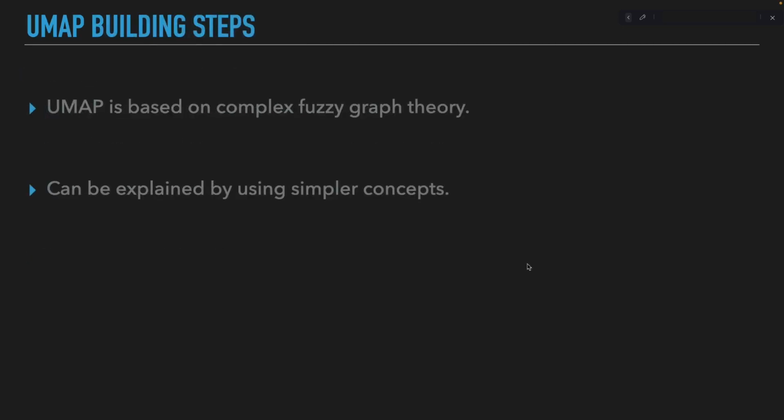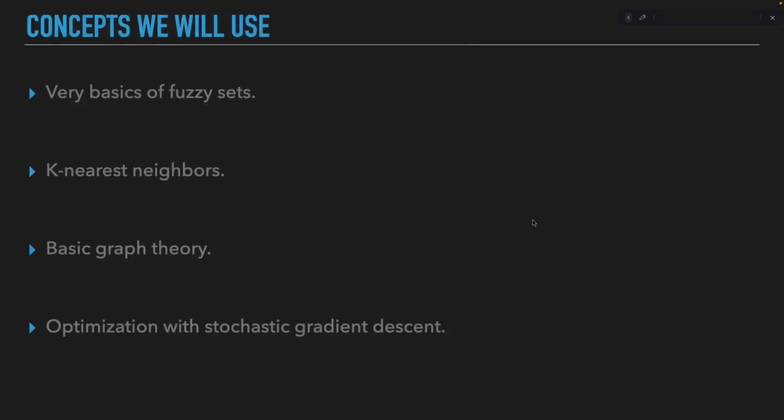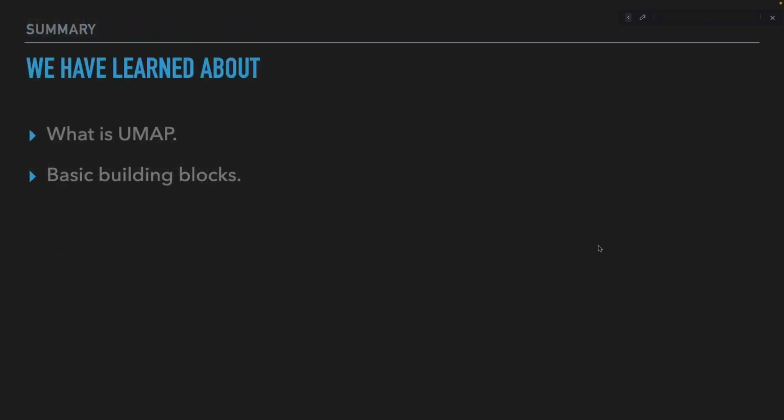And all of this is actually based on complex fuzzy graph theory, but can be explained by using concepts that are a bit simpler. And this is what we will do. So in this course, we will use the very basics of fuzzy sets. We will use k-nearest neighbors concepts. We will use basic graph theory that we have already learned, and we will use stochastic gradient descent.